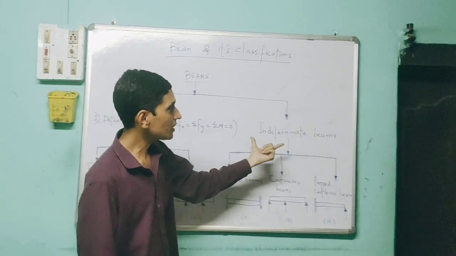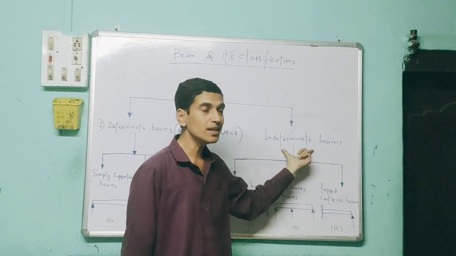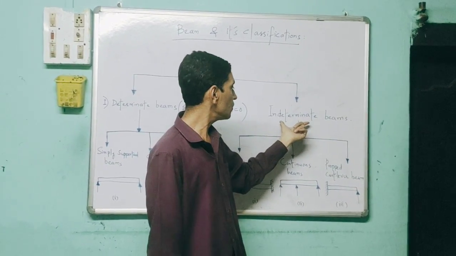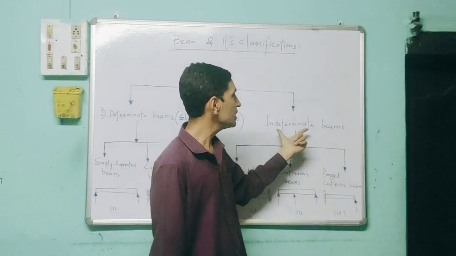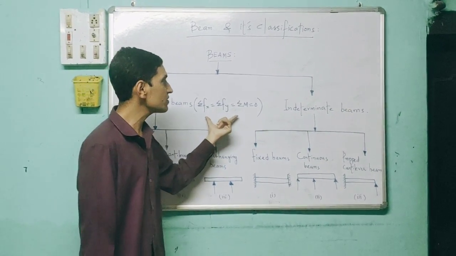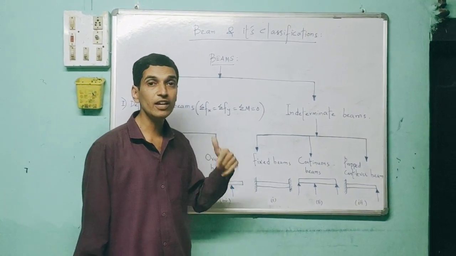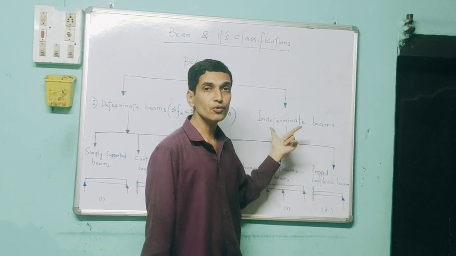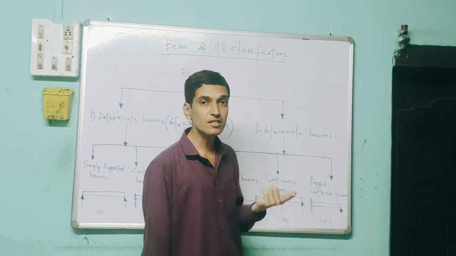Now coming to the next classification of beam, that is indeterminate beams. Now how do you define indeterminate beams? These are the beams which cannot be analyzed by using basic equations of equilibrium alone. We need some special method to analyze these types of beams, so those beams are known as indeterminate beams.